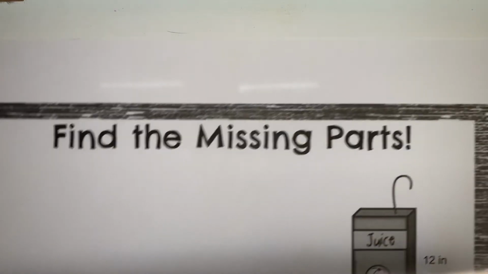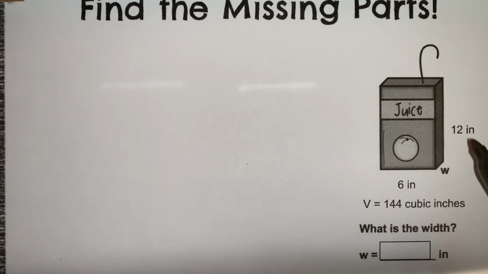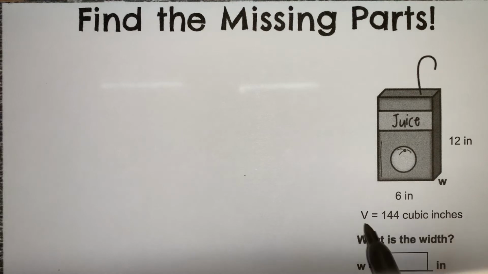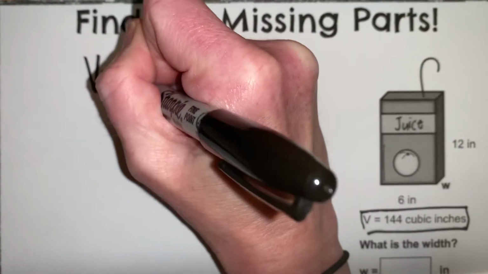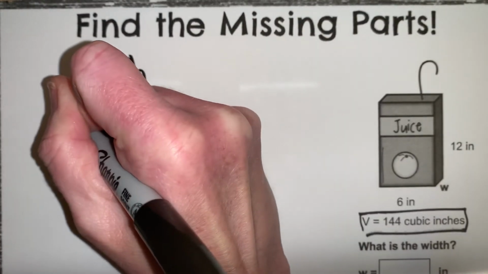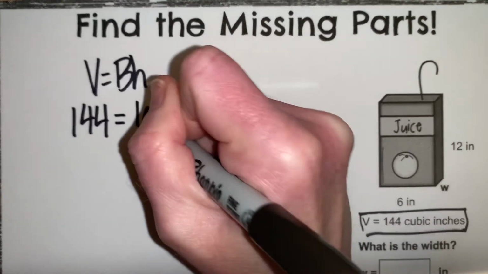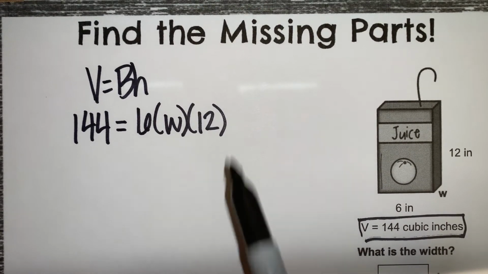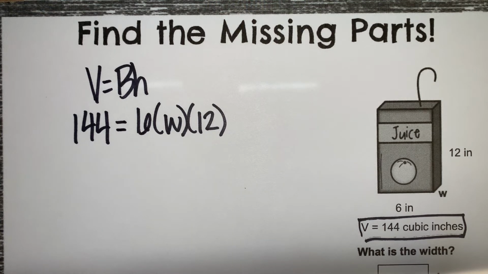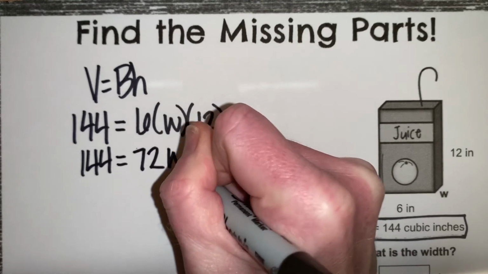Just like we did with area, we also could have missing parts, missing measurements with volume. We have a juice box, and we have the total volume here. We have the length, we have the height, but we're missing the width. So we're still going to have V equals capital BH. We know the volume is 144 cubic inches. We know the length is 6. We don't know the width, and we know the height is 12. So to figure out the missing width, we're going to multiply the length and the height first. 6 times 12 is 72. So 144 equals 72 times W.